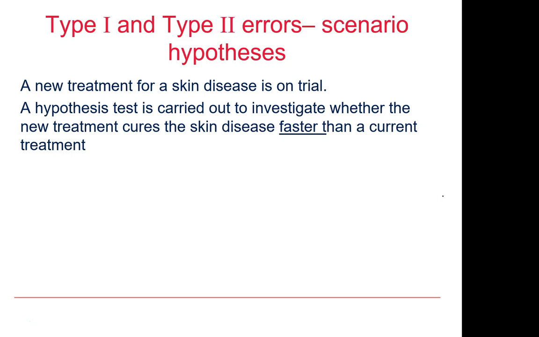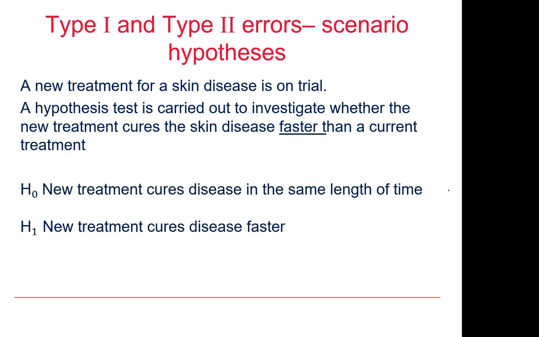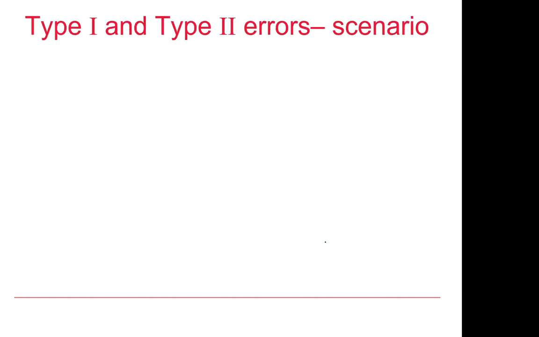Just as you would normally do, our null hypothesis is no change, so the new treatment takes the same length of time as the current treatment, and our alternative hypothesis would be that the new treatment cures the disease faster. So think about the conclusions that we can come to if we either accept or reject our null hypothesis, and I will then show you in the next slide how that can go wrong.